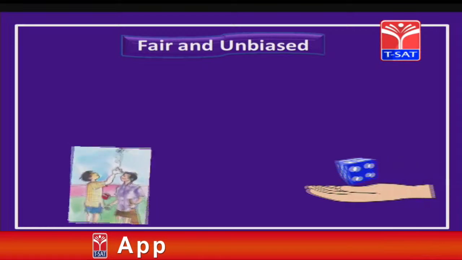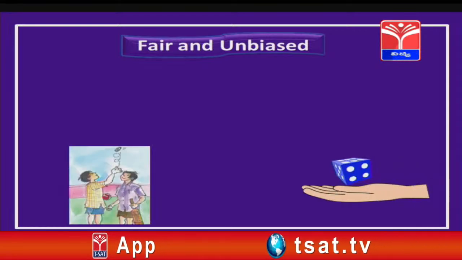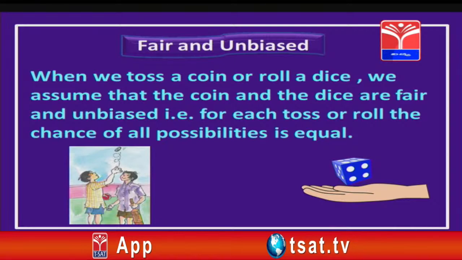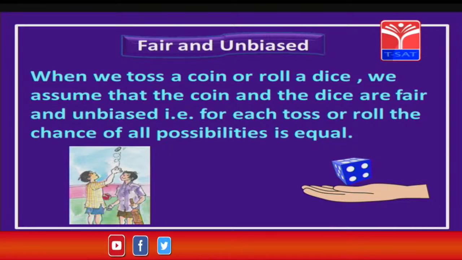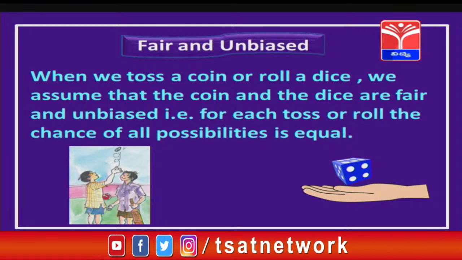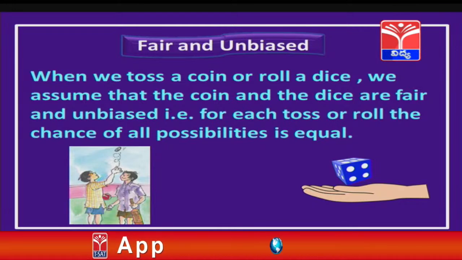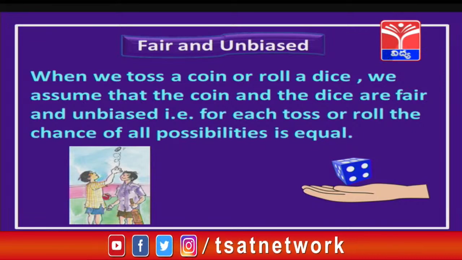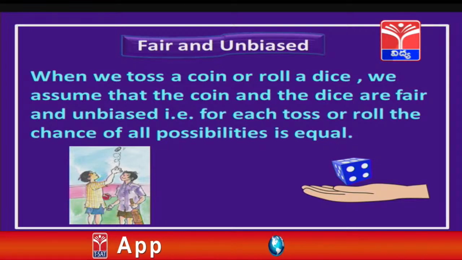This is very important. We have already seen tossing a coin as well as rolling a dice. Whenever we toss a coin or roll a dice, we assume that the coin and the dice are fair and unbiased. Now, what do you mean by this fair and unbiased, children? That means for each toss or for a roll, the chance of all possibilities is equal. That means the possibility of getting head is the same and the possibility of getting tail is also the same. Similarly, on rolling a dice also, the possibility of getting any one, that is 1, 2, 3, 4, 5 or 6, all will be equal. Then only we say it is fair and unbiased.